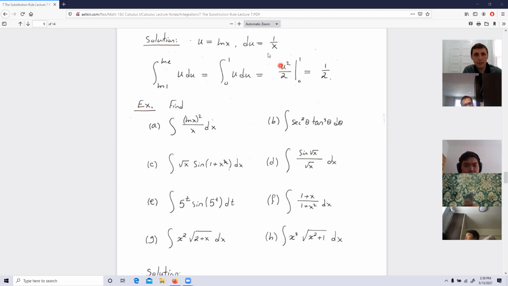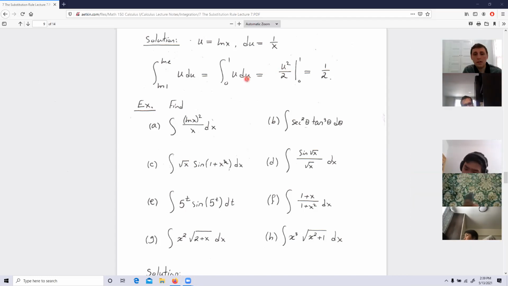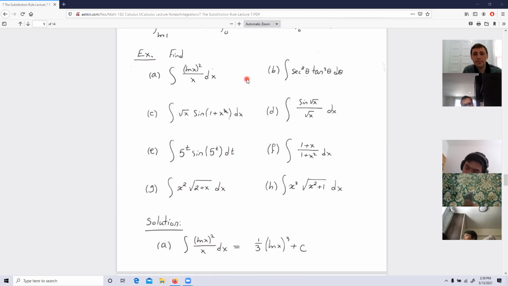Next. Next. Next is this. Integral of x squared root of 2x.